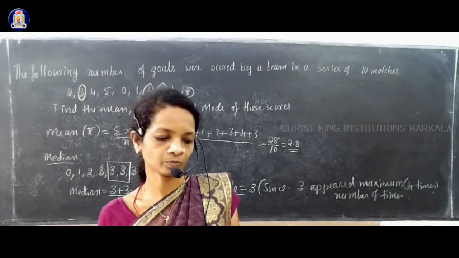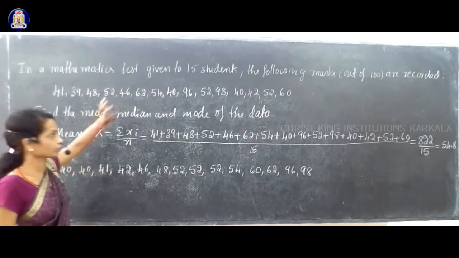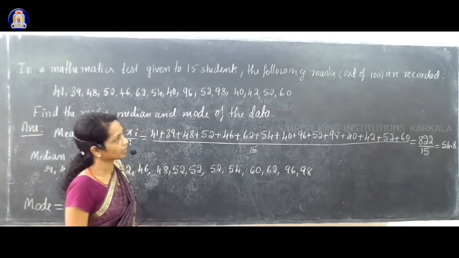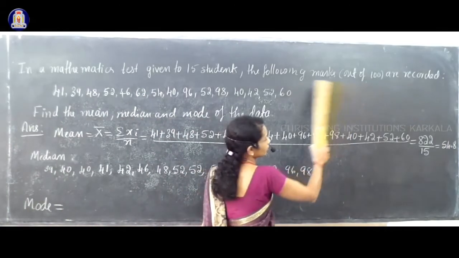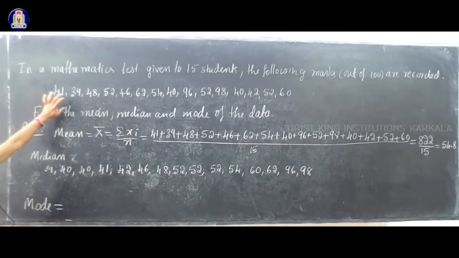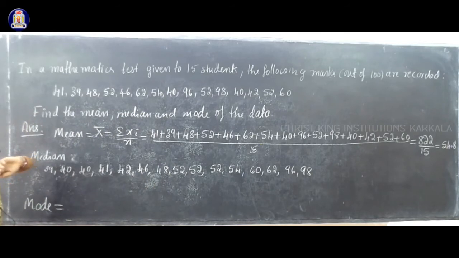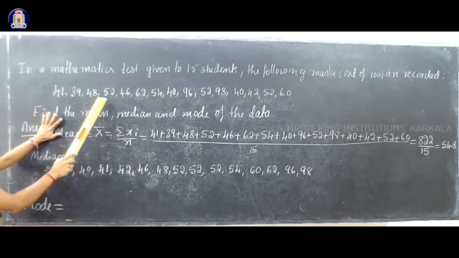Okay, thank you. Next problem is: in a mathematics test given to 15 students, the following marks out of 100 are recorded like this. Given 15 students' marks out of 100, you have to find the mean, median and the mode of this data. Okay, and this is ungrouped data.